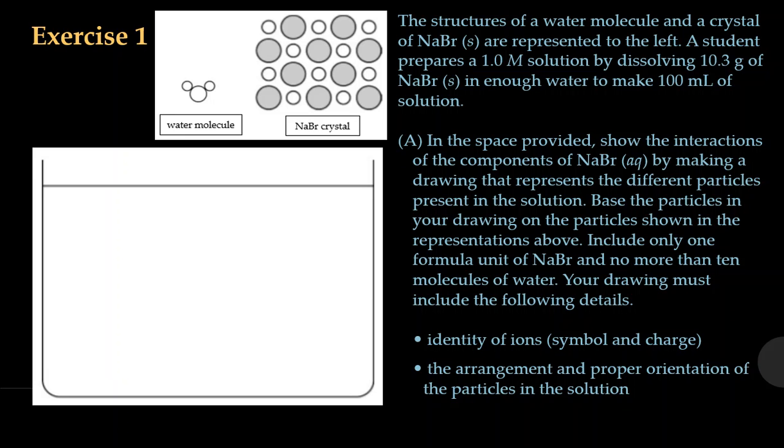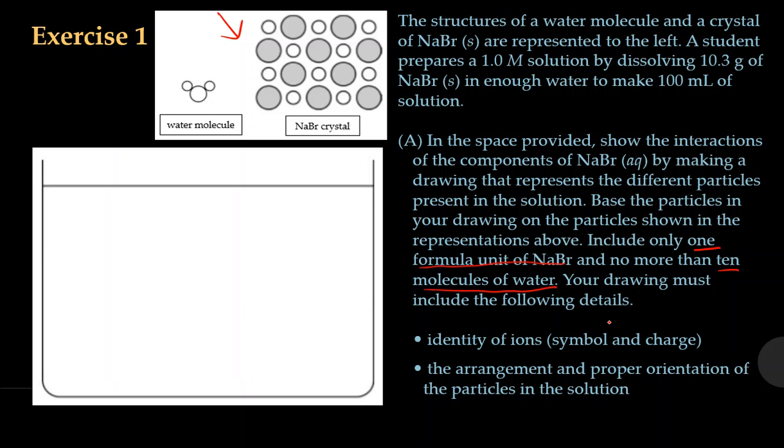The B part of this had to do with electrochemistry, which is totally different. But it's a very good example of how they can ask you to draw things. So in the space provided, show the interactions of the components of sodium bromide by making a drawing that represents the different particles present in the solution. Based on your drawing, the particles shown on the representations above. So they want you to kind of use their pattern up here, where you have the gray circles and the white circles. Include only one formula unit of NaBr, no more than 10 molecules of water.